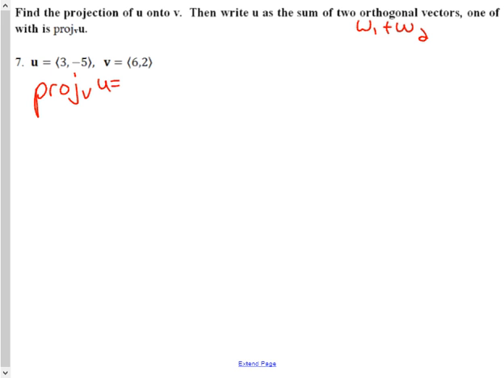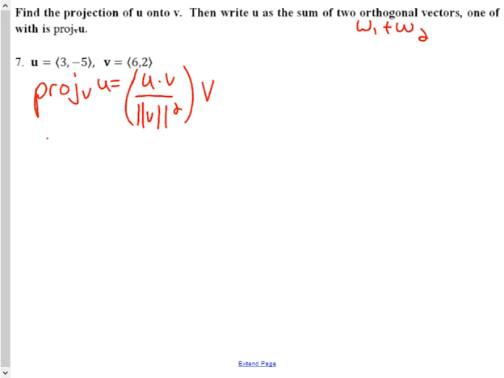The projection of U onto V is, again, the dot product of U and V over the magnitude of V squared, times vector V. So again, the number in parentheses is going to give us basically a fraction. V is a vector, so we're basically multiplying V by a fraction. It's not always a fraction, but in this case it will be.